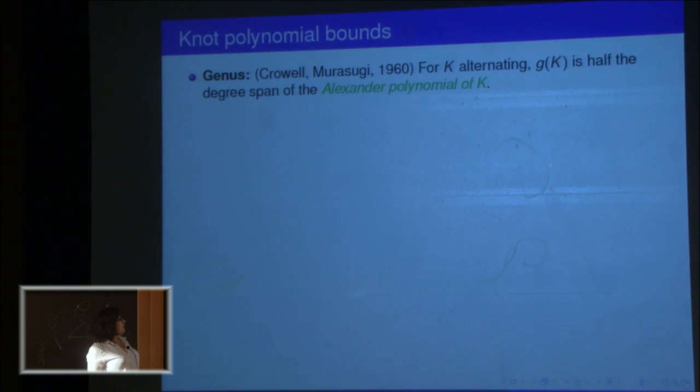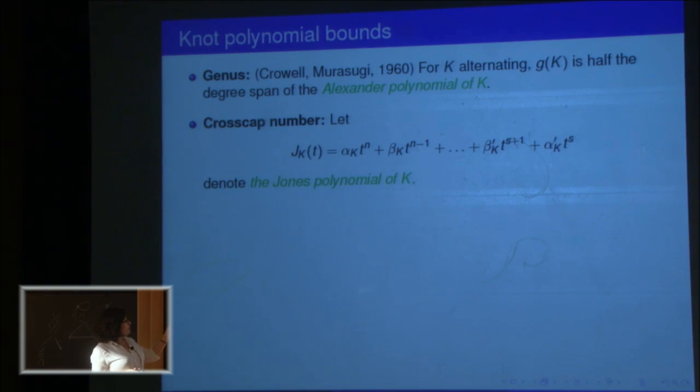All right. And then the other result I wanted to mention is that for alternating knots, another classical result is that you can obtain the genus from the Alexander polynomial, all right? So this is a knot invariant, and you're looking at the degree span, let's say, which gives you twice the genus. Okay. So now let's go to the Jones polynomial.